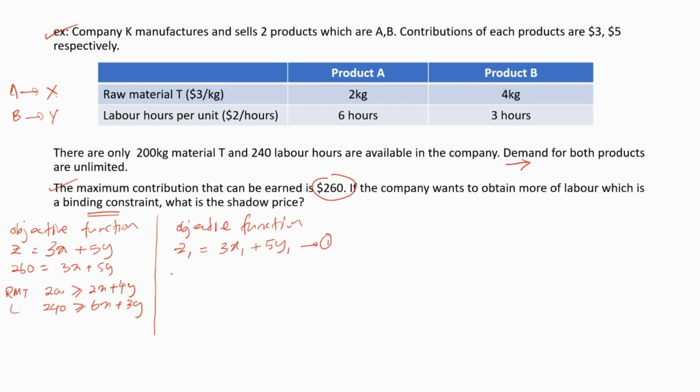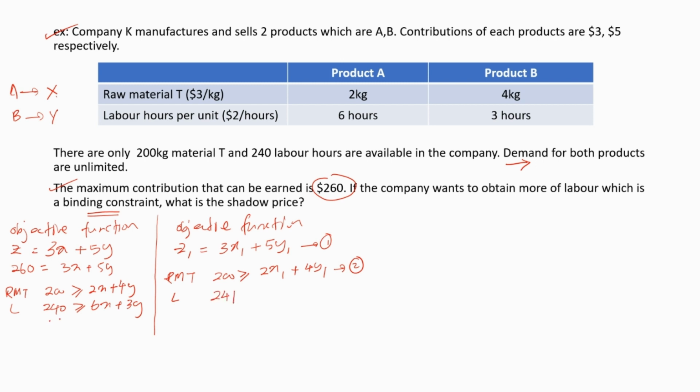Now let's construct the constraint functions. For raw material, it is going to be the same, but the x and y values are going to be different: x1 and y1. This is the second equation. We are going to obtain one more unit of labor hour. So this will become 241.